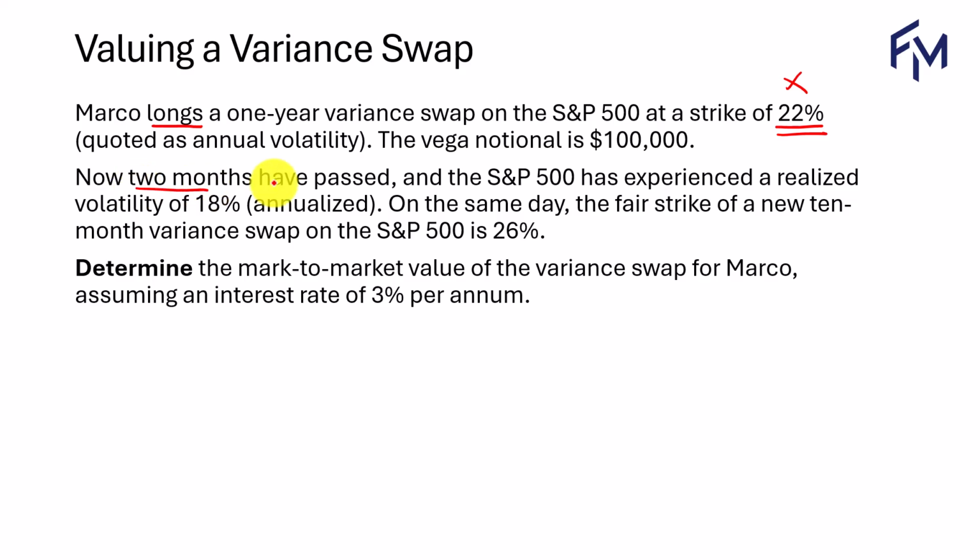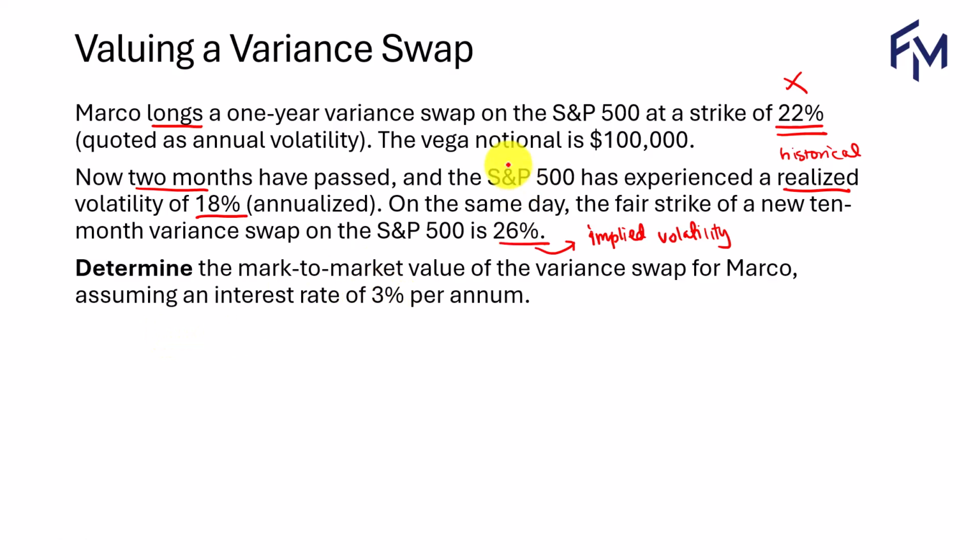Now, 2 months have passed and the S&P 500 has experienced a realized volatility of 18%. And realized means that this is historical volatility. On the same day, the fair strike of a new 10-month variance swap on the S&P 500 is 26%. So this is the implied volatility. Alright, now determine the mark-to-market value of the variance swap for Marco, assuming an interest rate of 3% per annum.